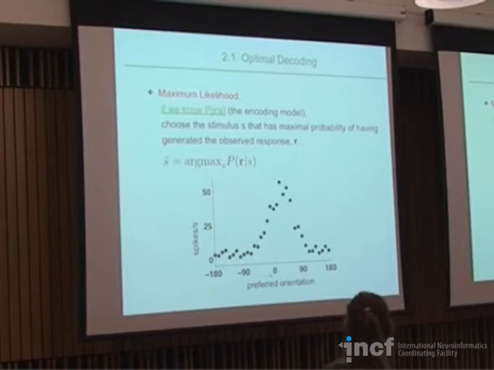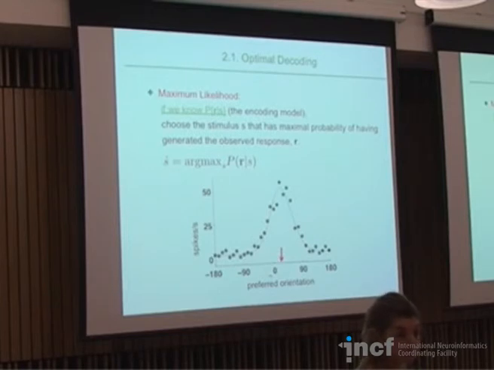With maximum likelihood, the idea is that we know exactly the encoding stage, so we know exactly what the response should look like for each kind of stimulus in the external world. So the idea really is just to fit this model to the response that we observe and choose as an estimate the stimulus which would have given the response that best fits the response that we observe. Is that clear? So we observe some responses, and we choose as an estimate the stimulus which has the maximum probability of generating this response that we observe. So we are just inverting the encoding model to decode.